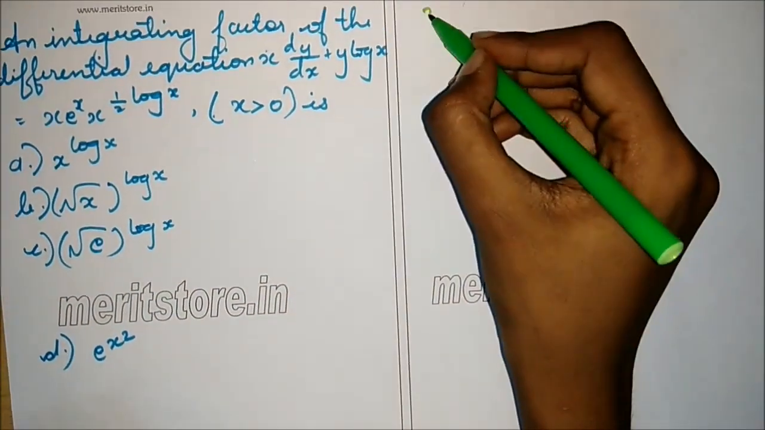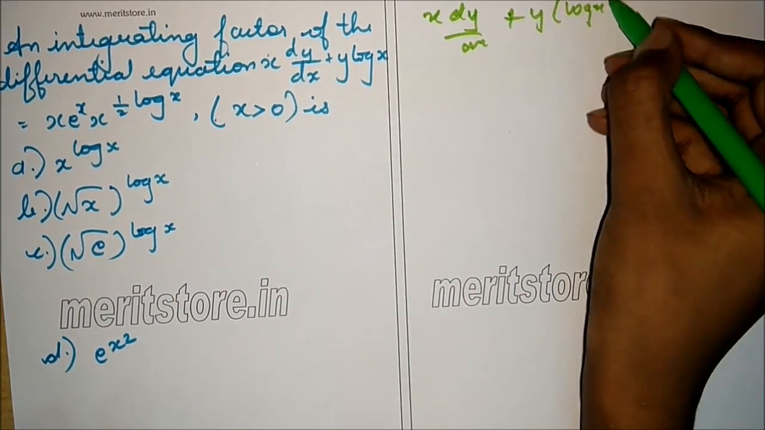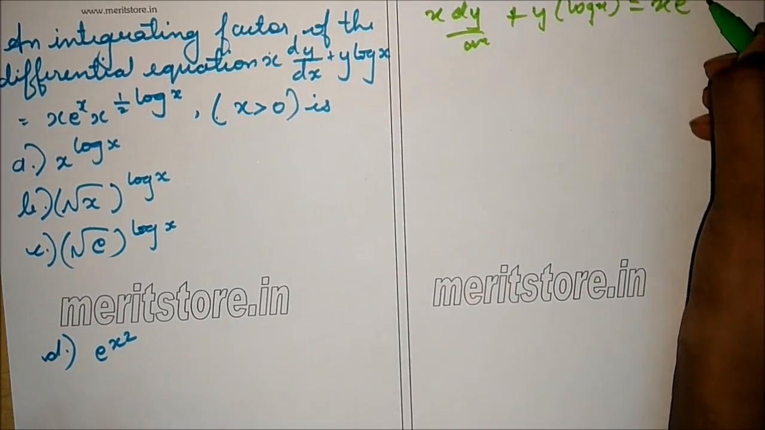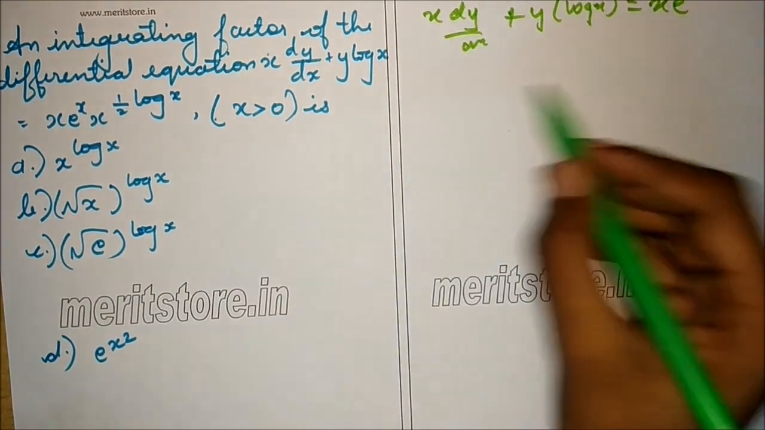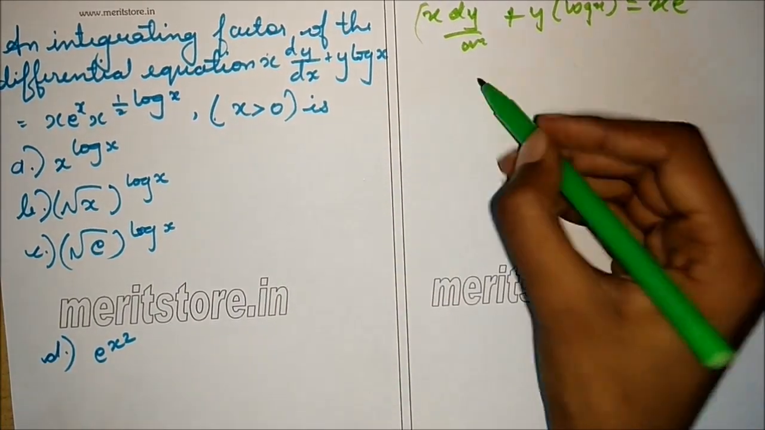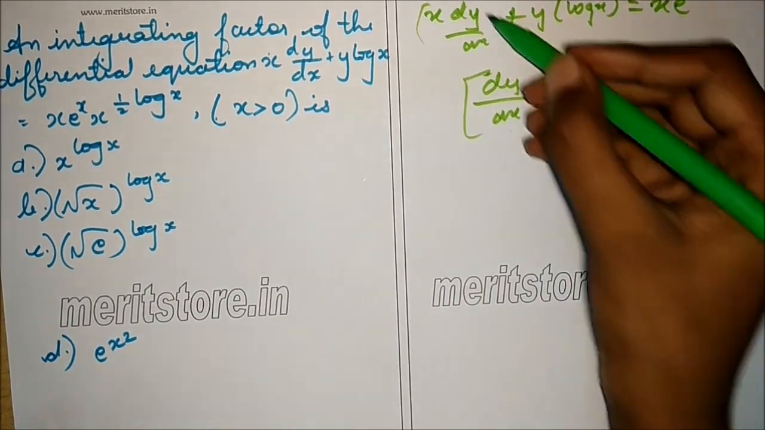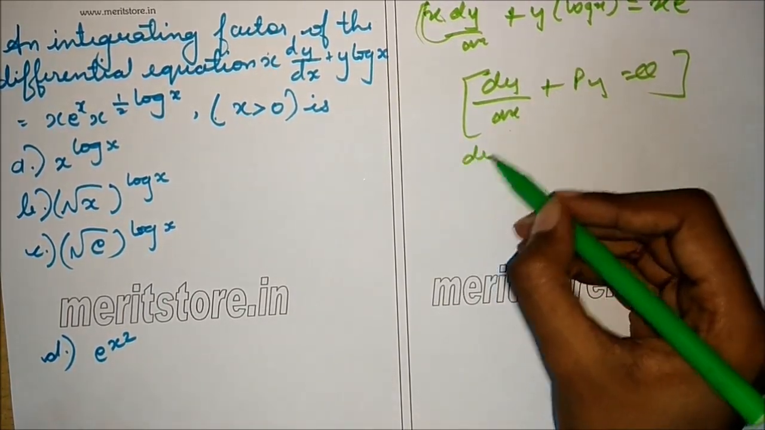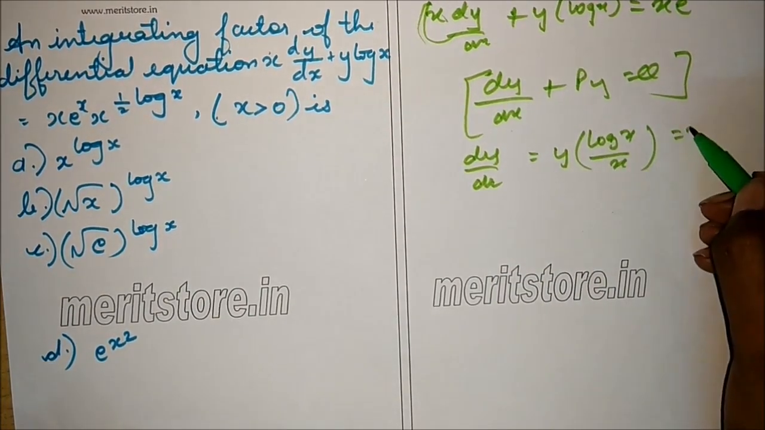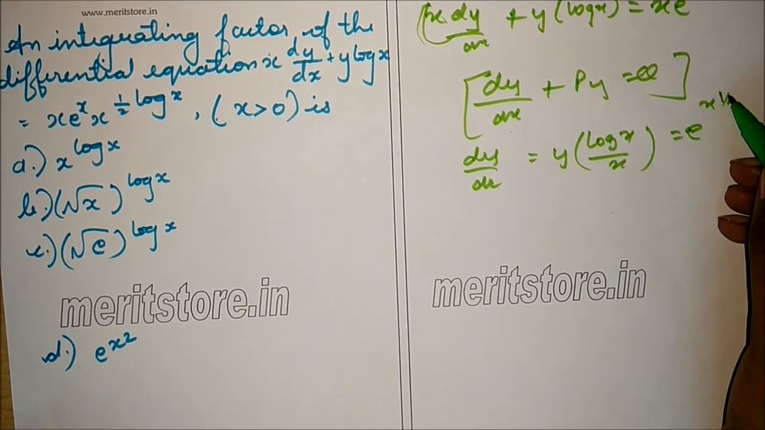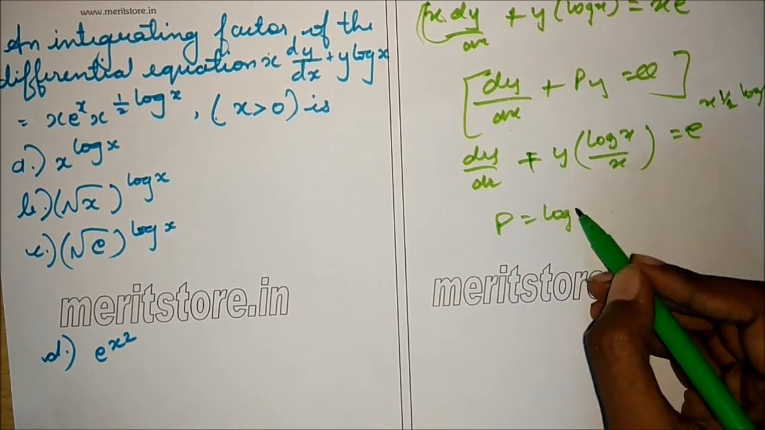The given differential equation is x dy by dx plus y into log x is equal to x into e raised to x half log x. So we have to find the integrating factor. First we divide throughout by y, since we have to bring this in the form of dy by dx plus py equals q. So dividing throughout by y, we get dy by dx plus y into log x by x equals e raised to x half log x. So here p will be log x by x.